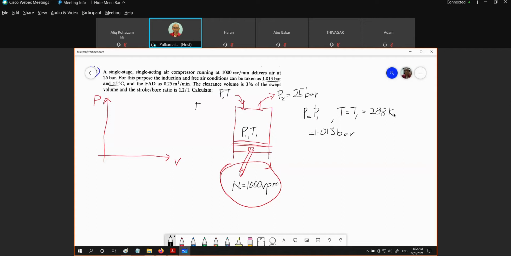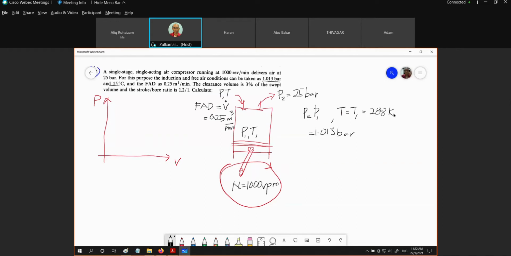This is the FAD, and the FAD is also called the V dot. The unit is always meter cube per minute. As far as FAD is concerned, free air delivery is always shown with the unit meter cube per minute: 25 meter cube per minute. Please remember, this is the case whereby P equal to P1, T equal to T1.